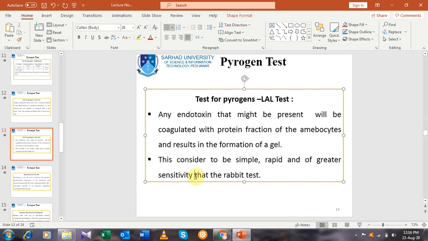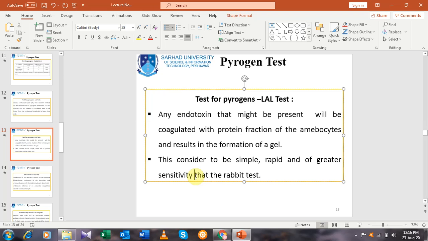Compared to the in vivo testing, it is simple. We just select the sample and combine it with the lysate solution, that is the amebocyte lysate from the horseshoe crab, and we will see whether there is formation of a gel or not.